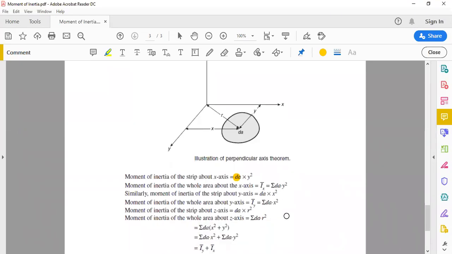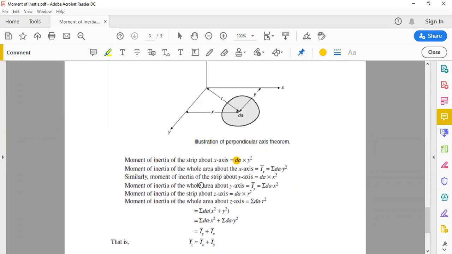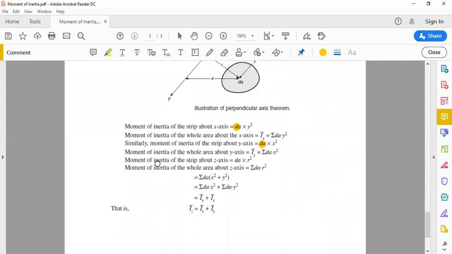Similarly, I'll do it for y-axis. Moment of inertia of a strip about y-axis is dA into x square, because x is the perpendicular distance of that point from y-axis. For the whole area, Iy bar is equal to sigma dA into x square, where sigma dA indicates the total area of the diagram.